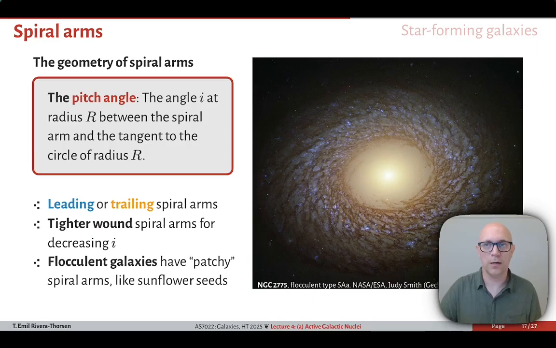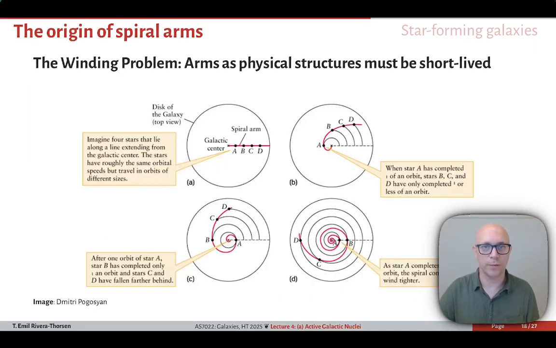So what are spiral arms? Where do they come from? Initially, of course, it is very straightforward to just think of them as assemblies of stars that travel together. But it turns out that this is not really possible if you take a closer look at it. And that's what we're going to do here.